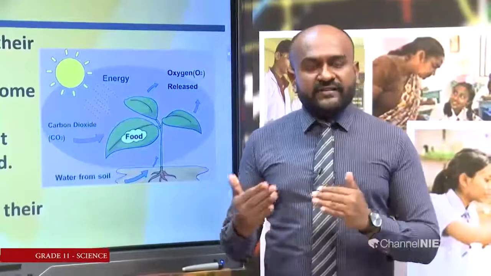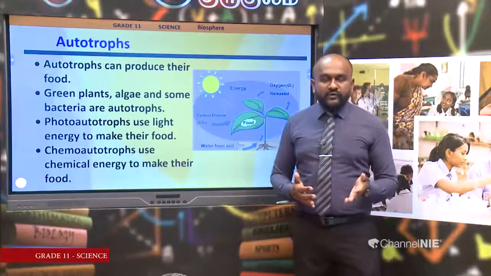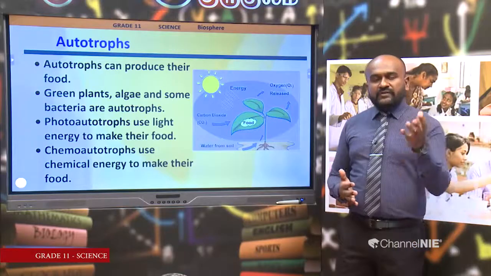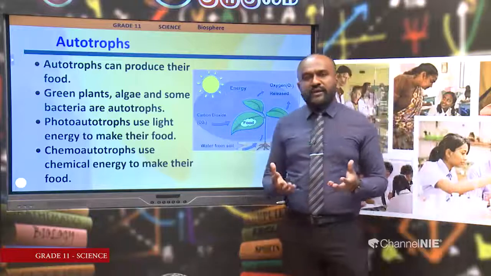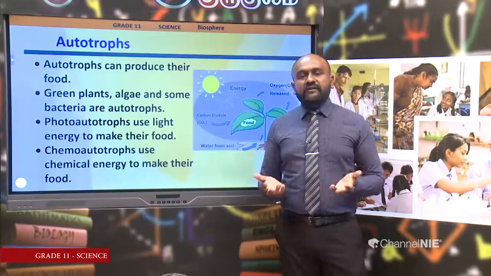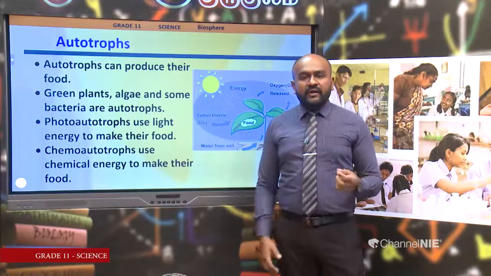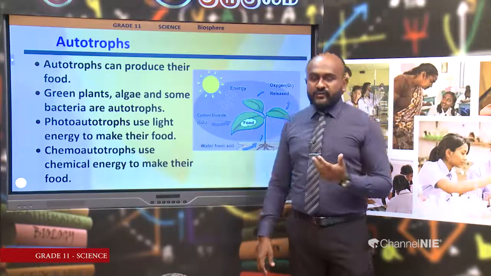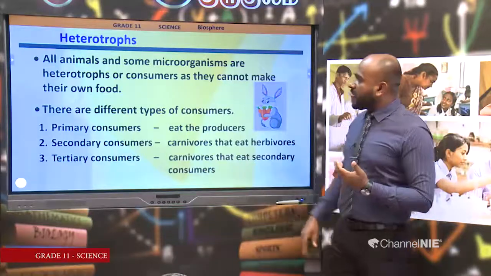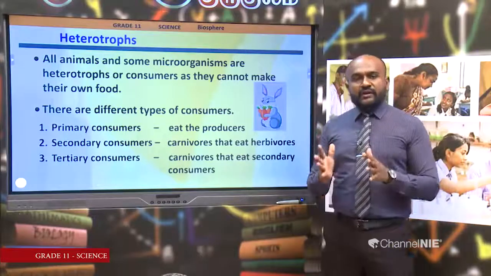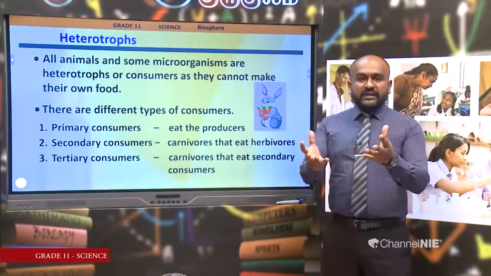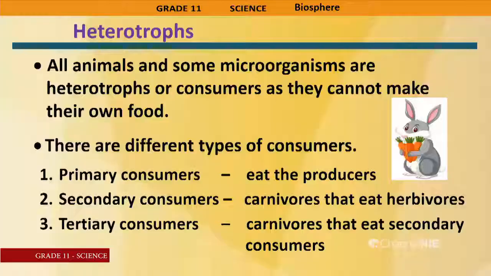Now, let us go to the next category, that is heterotrophs. So, what are heterotrophs? These are organisms which feed on other organisms. Why do they have to feed on other organisms? Because they can't make their food. So, they obviously have to feed on other organisms, and you call them heterotrophs. There are different types of heterotrophs. We can also call them consumers because they are the ones which feed on producers, and depending on what they eat, we can identify 3 types of heterotrophs.